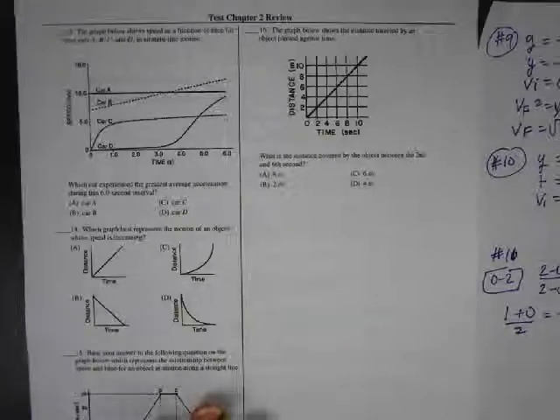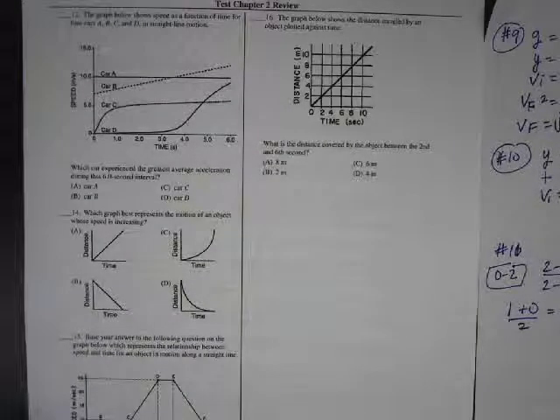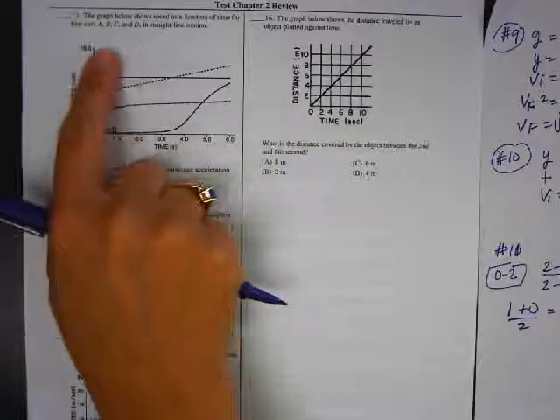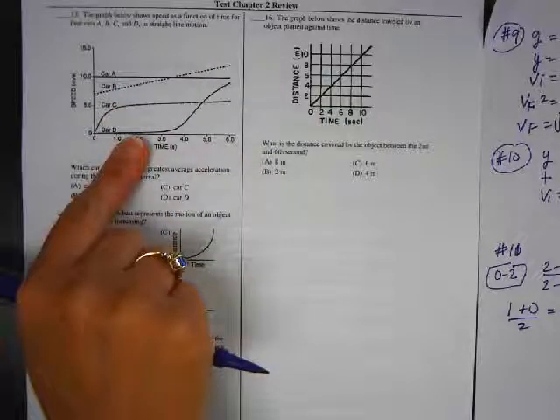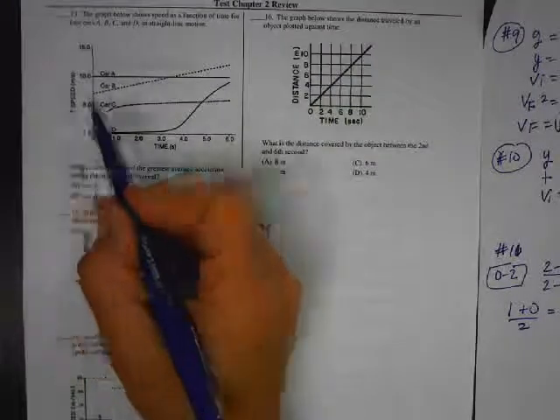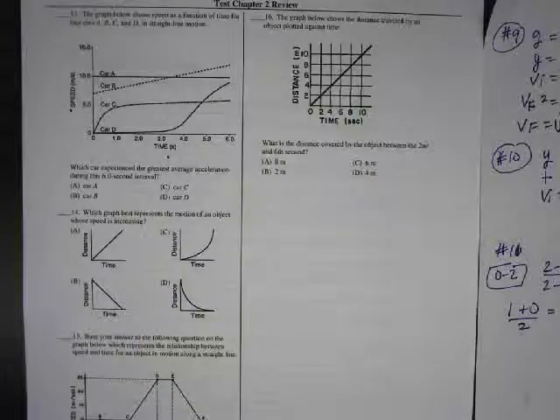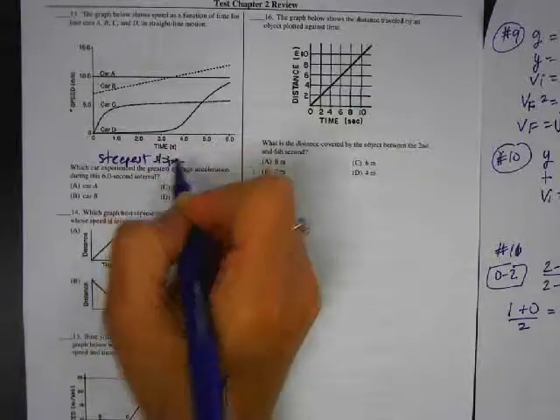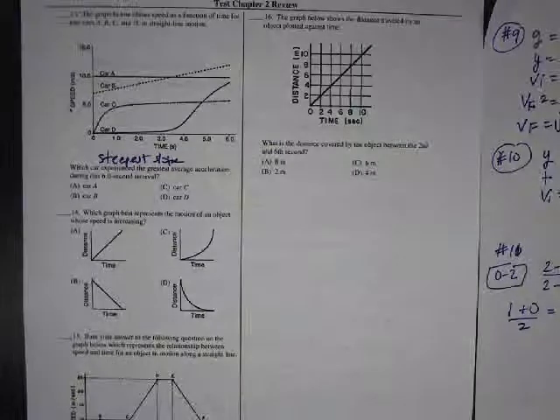All right, the next page, we're going to look at the graphs. The first one says, the graphs below show speed as a function of time for the 4 cars. Which car experienced the greatest average acceleration? Well, the first thing I'm going to do is look at the graph and say this is a speed versus time graph. On a speed versus time graph, the slope of the line is the acceleration. So the one with the steepest slope, that's going to be the one that's my answer.